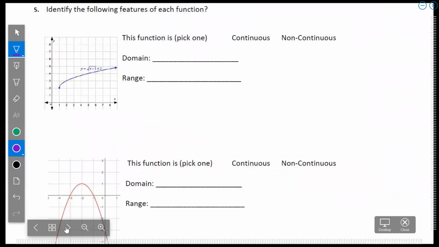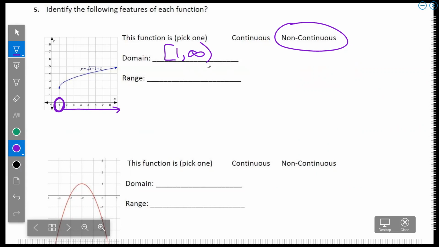Does this graph right here, the first one, go forever to the left and to the right? It goes this way forever, right? Does it go this way forever? Then it is non-continuous. When it is non-continuous, I want to see how far to the left does it go. Where does it start on the left? At 1. And does it stop anywhere on the right? No, goes on forever this way. So my domain is 1 to infinity.